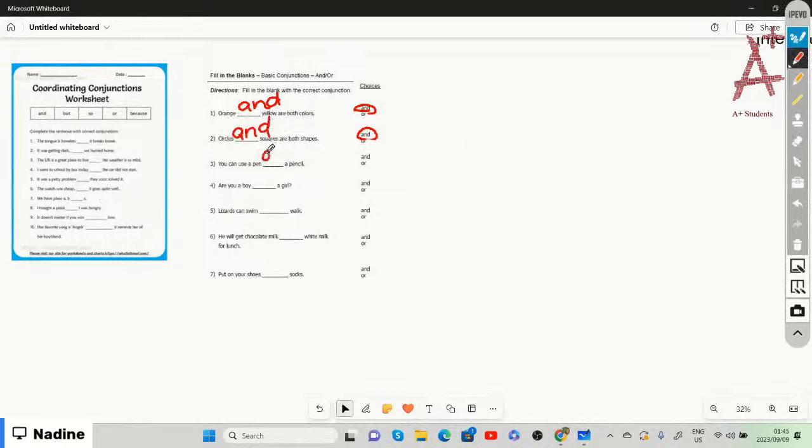You can write with a pen or a pencil. So we're going to choose or because it's now an option. So let's stick with or being the option. You can use a pen or a pencil within the test. Either one.